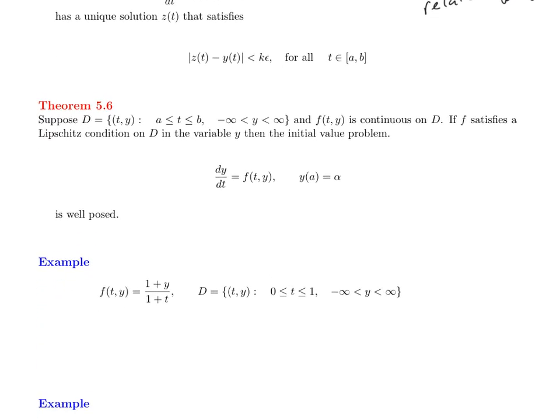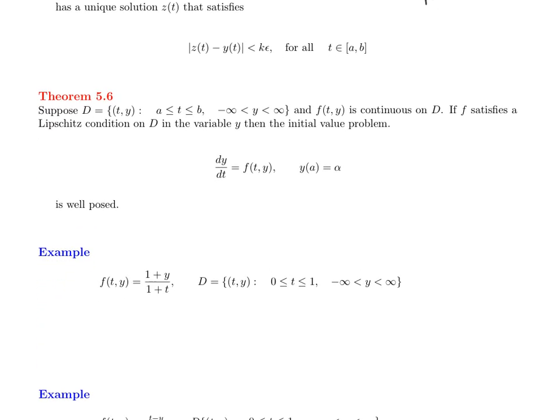So theorem 5.6 says the following. Suppose that you have a convex set. This is the same type of set we've been using the whole section. f of t, y is continuous, and it satisfies the Lipschitz condition on D in the variable y. Then the initial value problem is well posed. So technically, all you need to have is a function that satisfies the Lipschitz condition on a convex set, and it will be well posed.